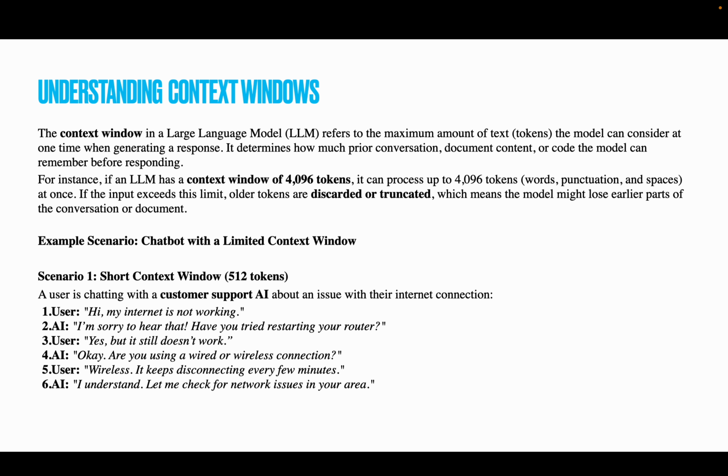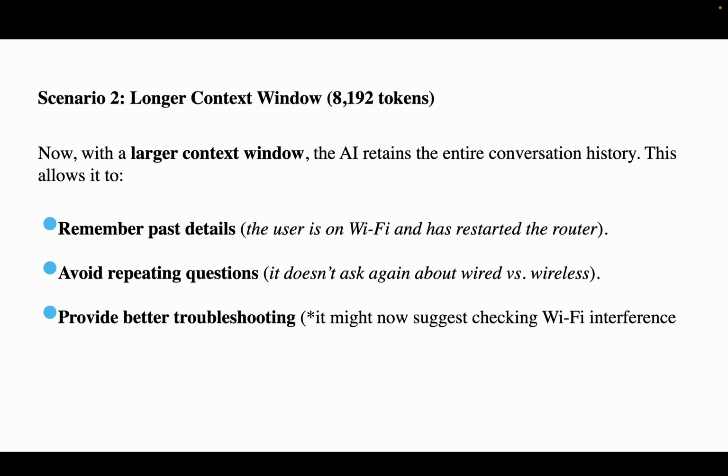The user says, "Yes, but it still does not work." AI says, "Okay, are you using a wired or a wireless connection?" User says, "Wireless. It keeps disconnecting every few minutes." So AI says, "I understand. Let me check for the network issue in your area." So it is within that 512 tokens, so it's responding in a better way.